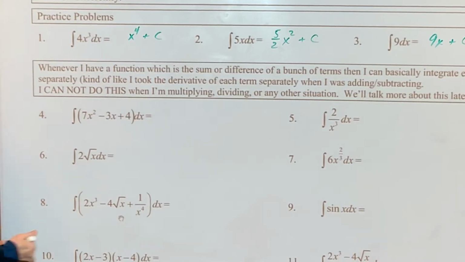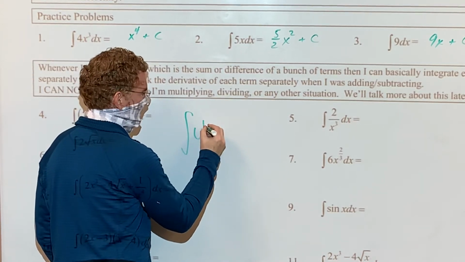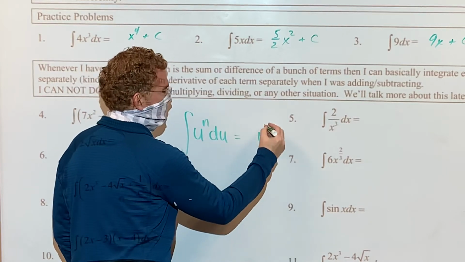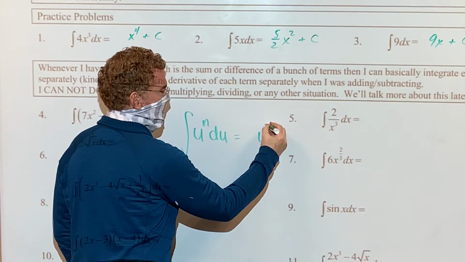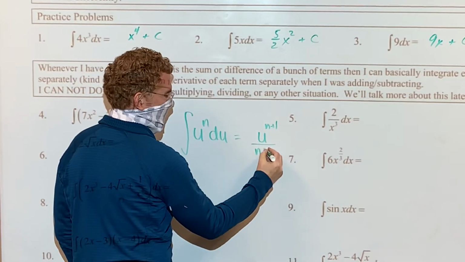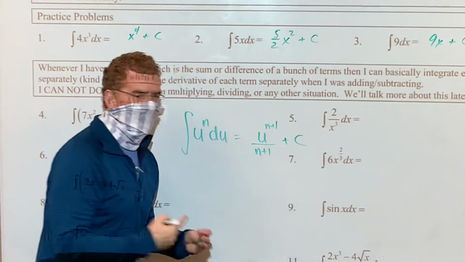Now, with that in mind, that's my power rule. You would write this power rule like this. The integral of u to any n power du would be u to the what? n plus 1, over n plus 1, plus c. That's the power rule.